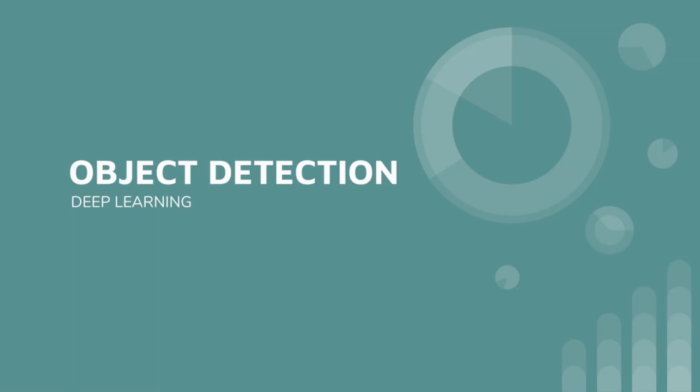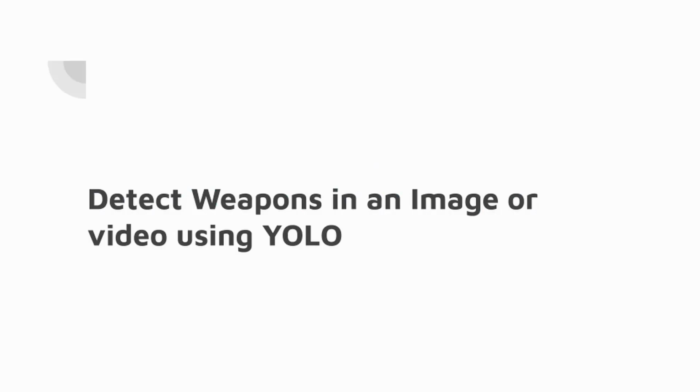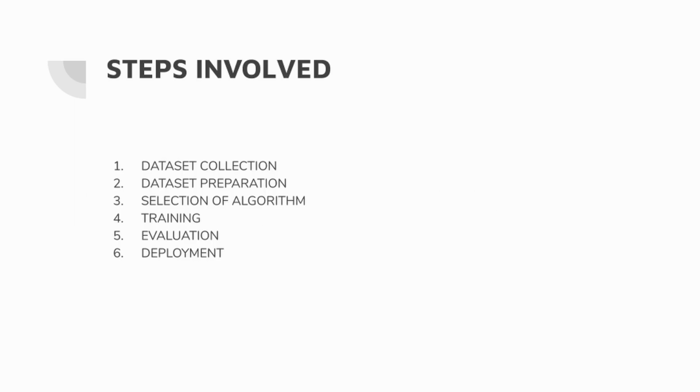Hello everyone, welcome to today's video where I take you through the process I have done in my object detection using deep learning project. So today what we are going to do is detect weapons in an image or a video using the famous YOLO algorithm. I'll tell you what a YOLO algorithm is in just a moment, but before that, let me go through some of the common steps which we use in this process.